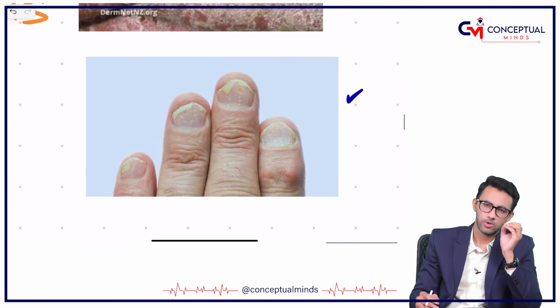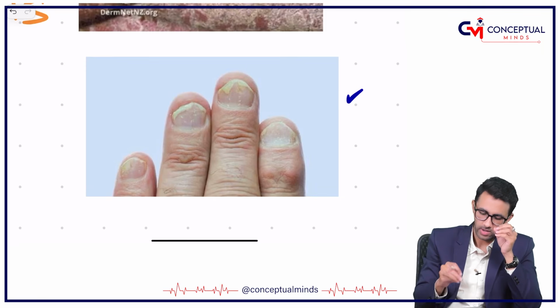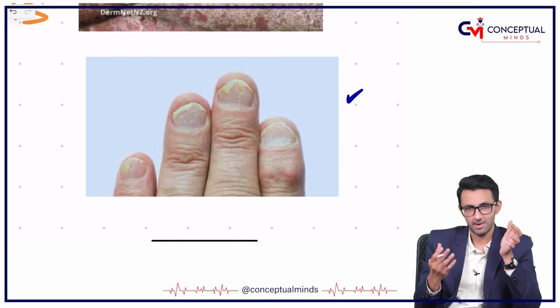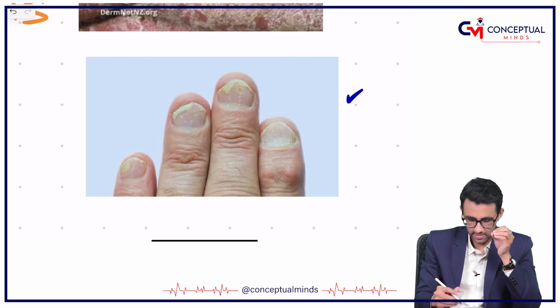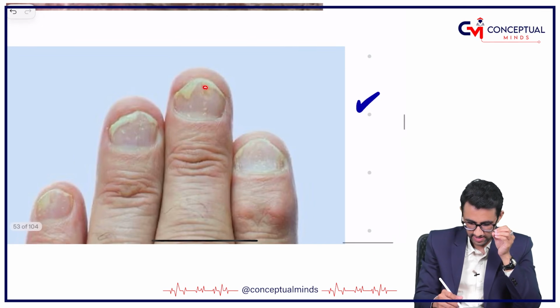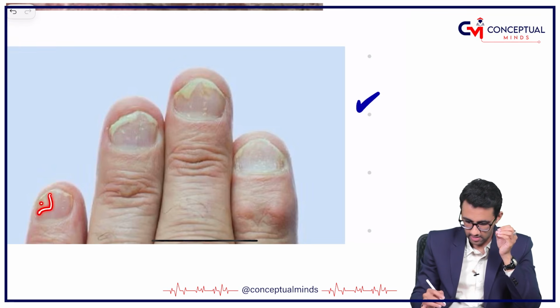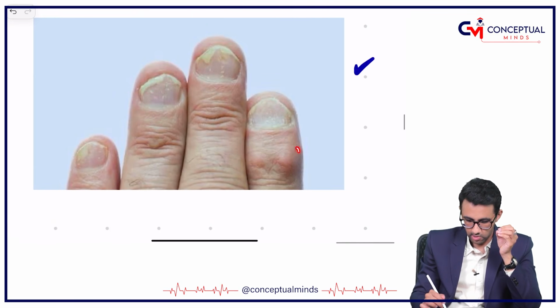This is nail psoriasis. In nail psoriasis, there are so many findings that I can see. Probably if you have read this topic, you can also see these. But when we discuss this topic, each of these findings, let me just zoom it in. This is a finding. This is a finding. This is a finding, right? And especially this is a finding. Probably this is also a finding.